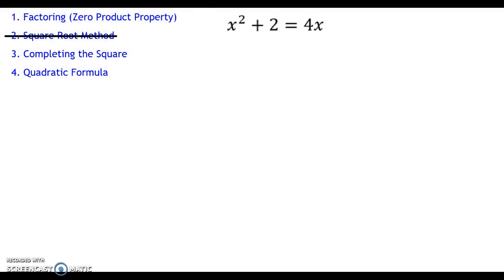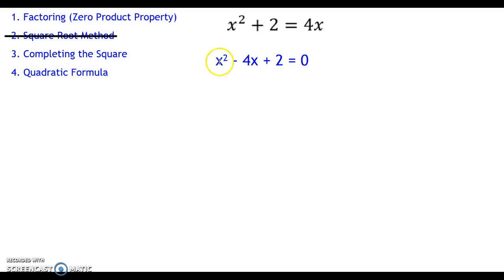Let's try factoring first. And as you know, when you try to factor a quadratic equation, you need to put it into quadratic form first. So let's try to write it as an equation that says ax squared plus bx plus c equals 0. And hopefully you see how I did that. I subtracted 4x from both sides.